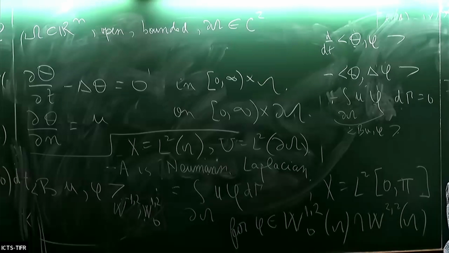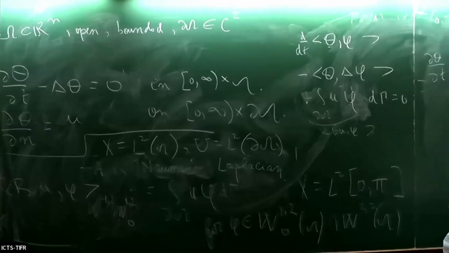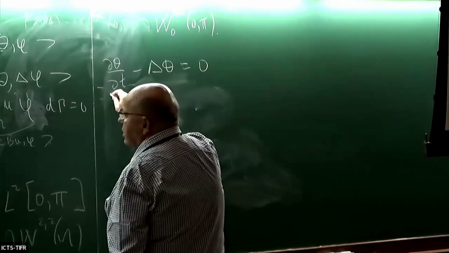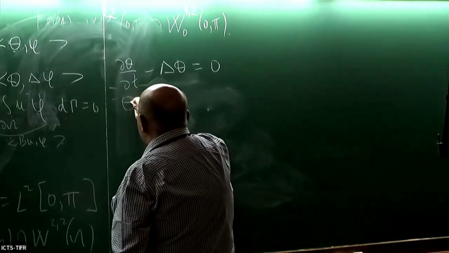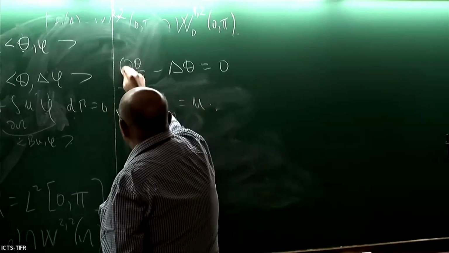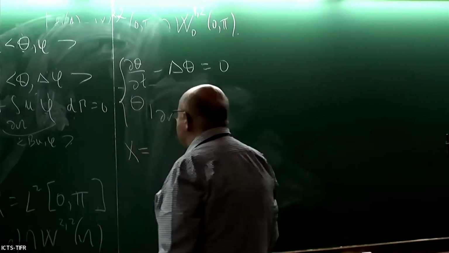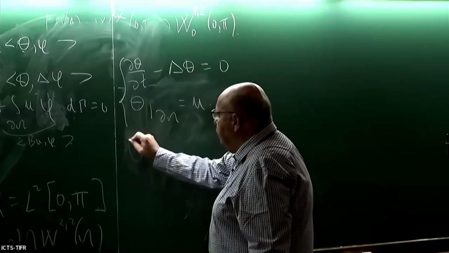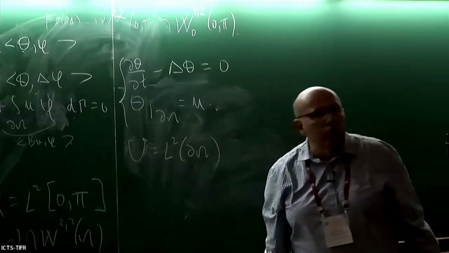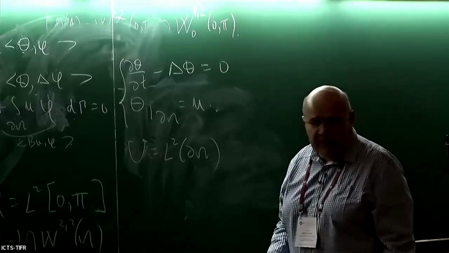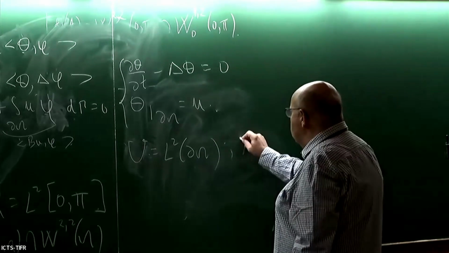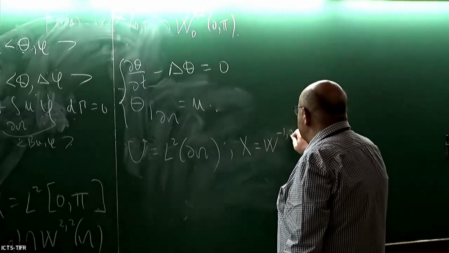So I take d theta over dt minus Laplacian theta is equal to u, again on 0 to infinity times omega. Theta over the boundary is equal to u, so that's Dirichlet boundary condition. Here, unfortunately, I can begin by choosing u to be L2 at the boundary, which is a natural choice. I cannot choose the state space to be L2 in the interior, because simply my solution will not take values in this space. I can choose it to be W^{-1,2} of omega.